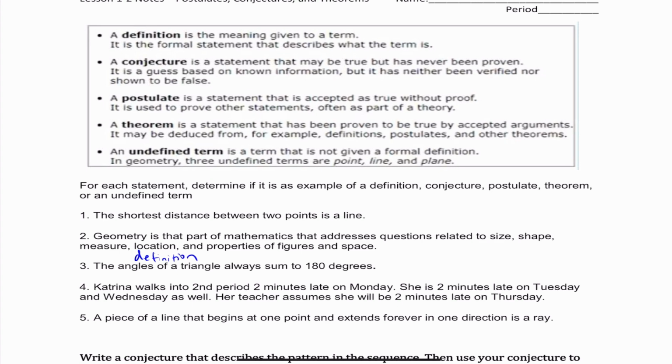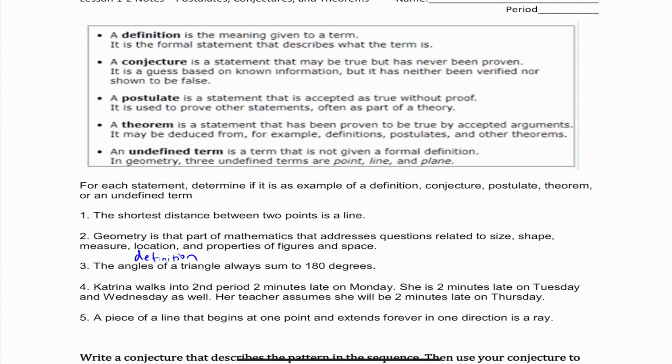A conjecture, by the way, is a statement that may be true but has never been proven. It is a guess based on known information, but it has neither been verified nor shown to be false. Basically, if you recognize a pattern, you're going to make a guess, okay? And it's okay if your guess is incorrect, you are still performing a conjecture.